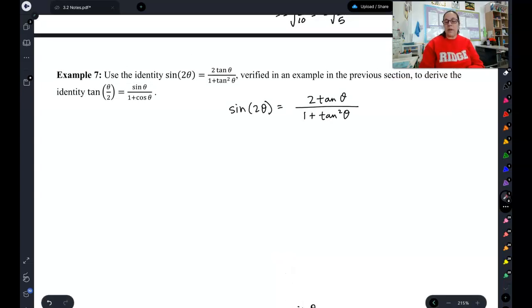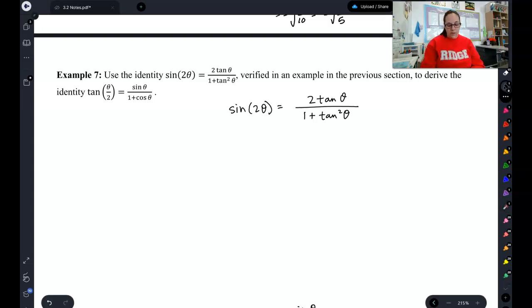Now, here's one big difference. Because I have already proved this trig identity, that means I can move things from one side to the other. Because I know that this trig identity is already equal, I don't have to just work on one side until it matches. I can move things from one side to the other side.